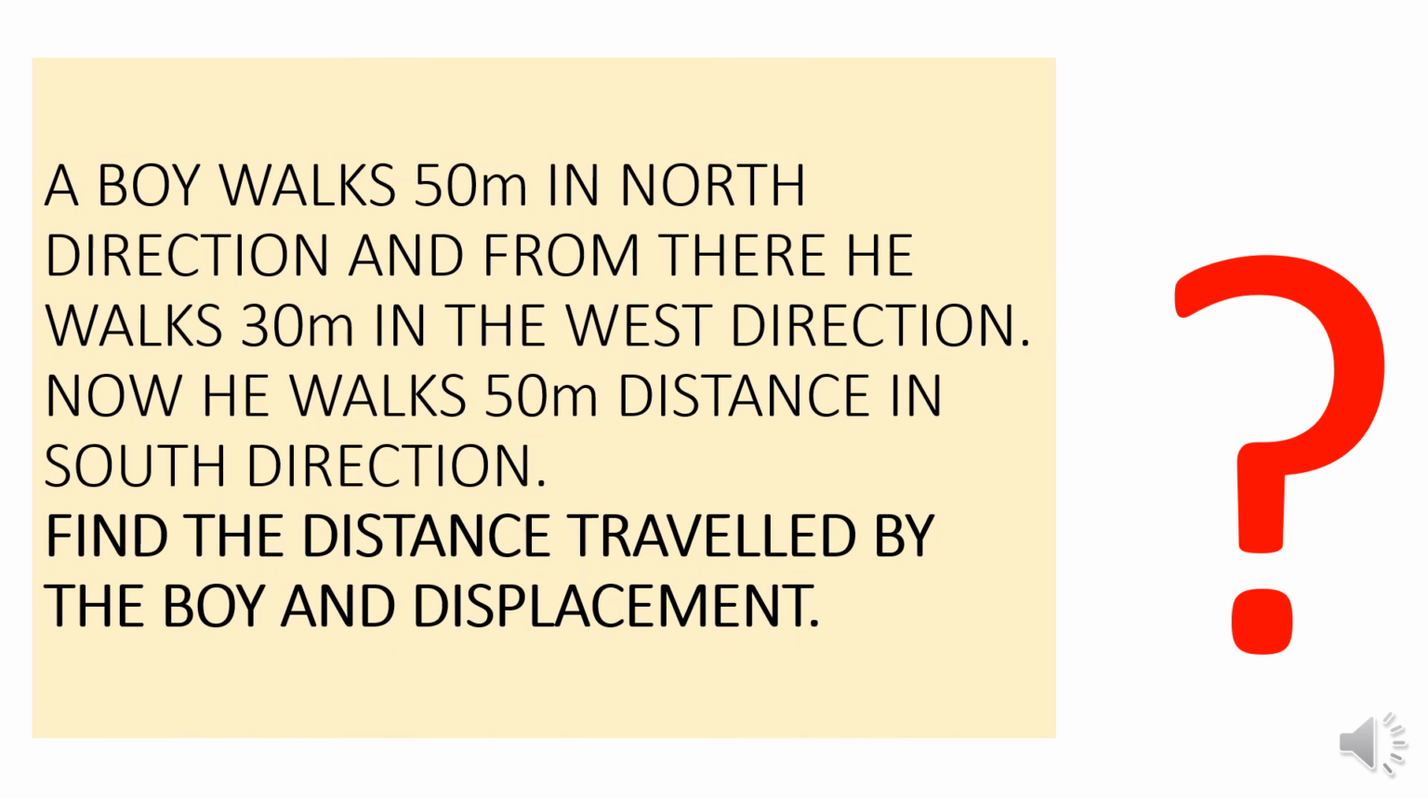Now I have planned a question for you. The question says, a boy walks 50 meter in north direction and from there he walks 30 meter in the west direction. I'm again repeating. Please take out a notebook and start solving the question. A boy walks 50 meter in north direction and from there he walks 30 meter in the west direction. Now he walks 50 meter distance in south direction. Find the distance traveled by the boy and the displacement.